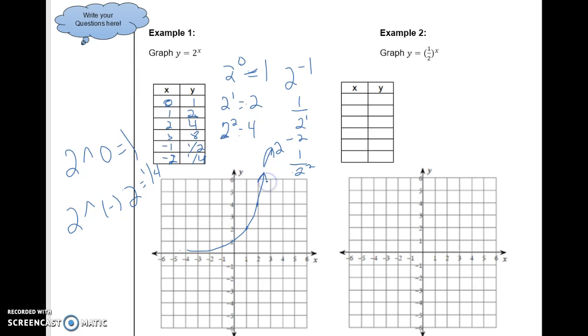Boop, boop. That's my exponential graph, right? All right, so over here I've got y equals 1/2 to the x. We're going to use the same points: 0, 1, 2, 3, -1, -2, okay? All right, so if I plug in 0, anything to the 0 is, you got it, 1. 1/2 to the first power, it's going to be 1/2, right?